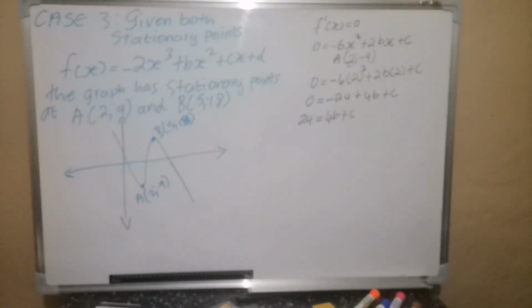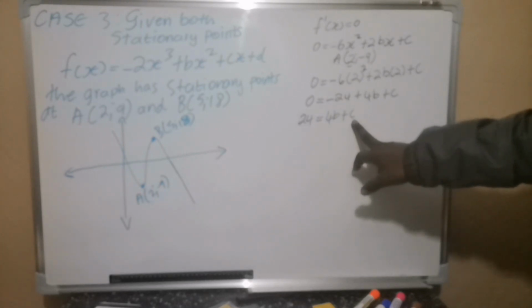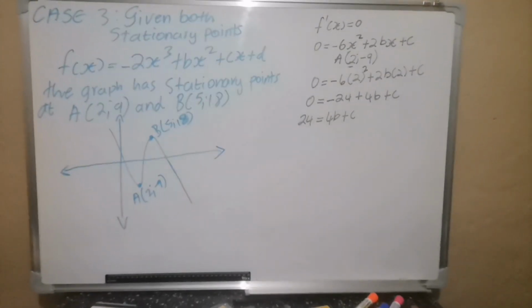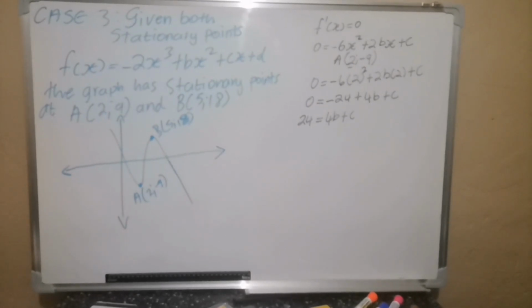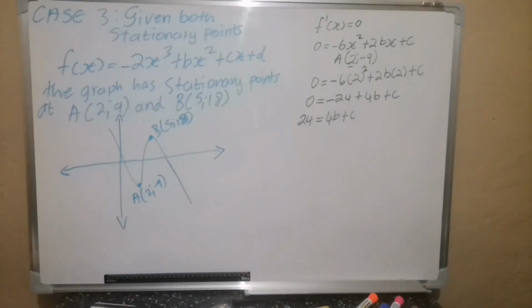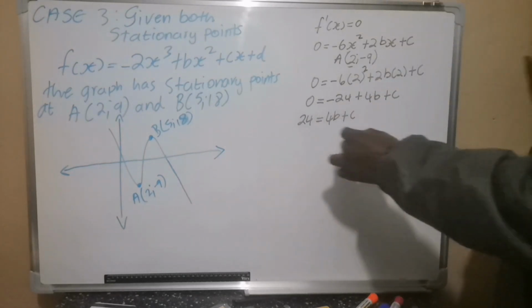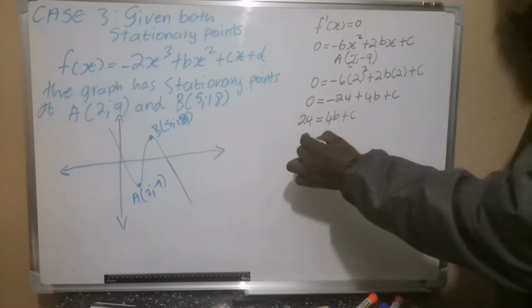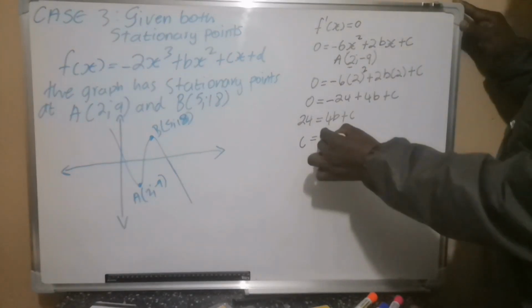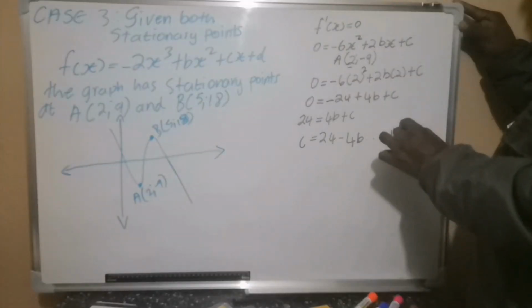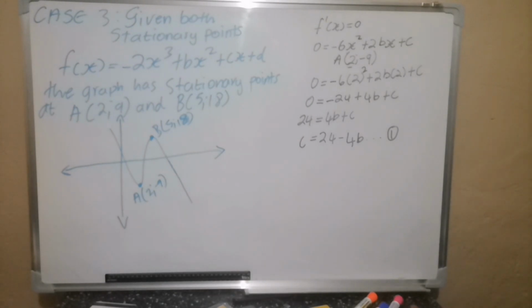And here, again, I can leave my c as the subject of the formula for this equation. So c is equal to 24 minus 4b. I just transpose this 4b to the left, and this is my equation number 1.